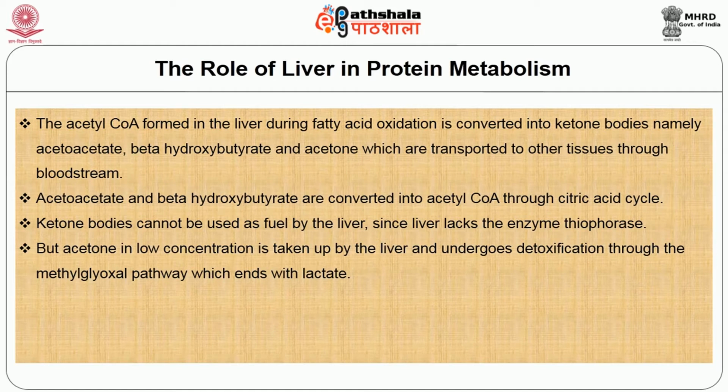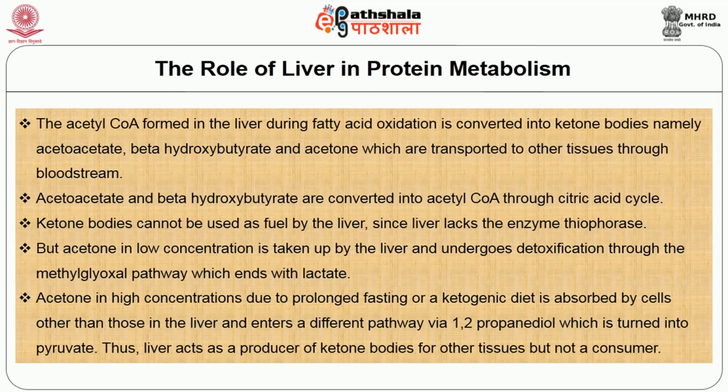But acetone in low concentration is taken up by the liver and undergoes detoxification through the methylglyoxal pathway, which ends with lactate. Acetone in high concentration, due to prolonged fasting or a ketogenic diet, is absorbed by cells other than those in the liver and enters a different pathway via 1,2-propanediol, which is turned into pyruvate. Thus, the liver acts as a producer of ketone bodies for all the tissues but not as a consumer.